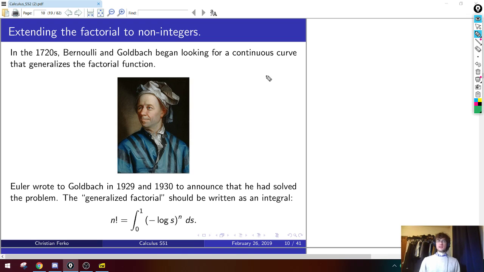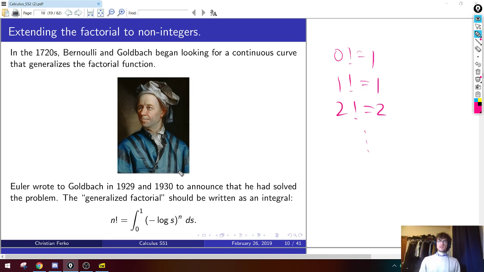volumes of spheres, and I signaled that there was a completely parallel development that led to people studying the gamma function. So let me tell you briefly about that. This started in the 1720s when Daniel Bernoulli and Goldbach simultaneously started looking for a way to connect the points on the factorial. 1 factorial being 1, 2 factorial being 2, and so on. They wondered, can you connect those integers, this discrete point set, into a continuous curve?